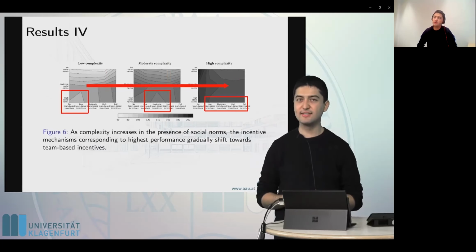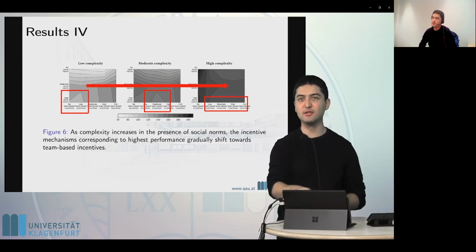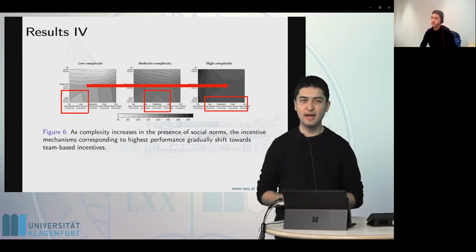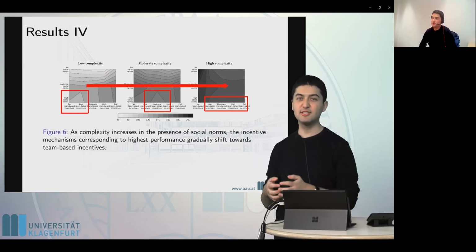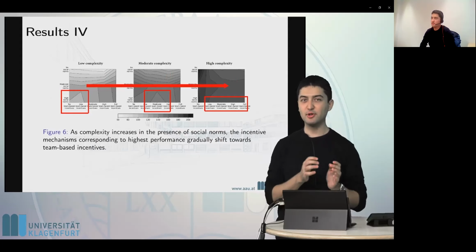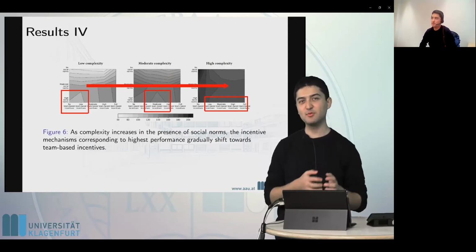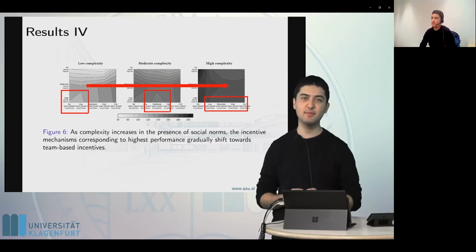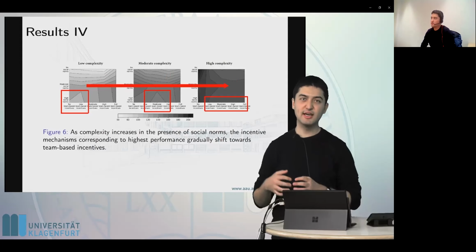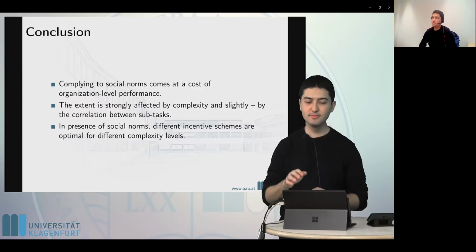And the second finding is that when the social norms exist in our model, which is the lower part of the graphs, we can see that the optimal incentive scheme differs according to the complexity level. So for low complexity levels and in presence of social norms, the optimal incentive scheme would be individualistic. For moderate complexity, it would be the moderate incentive scheme. And for a highly complex environment, the best incentive schemes are more team-based.